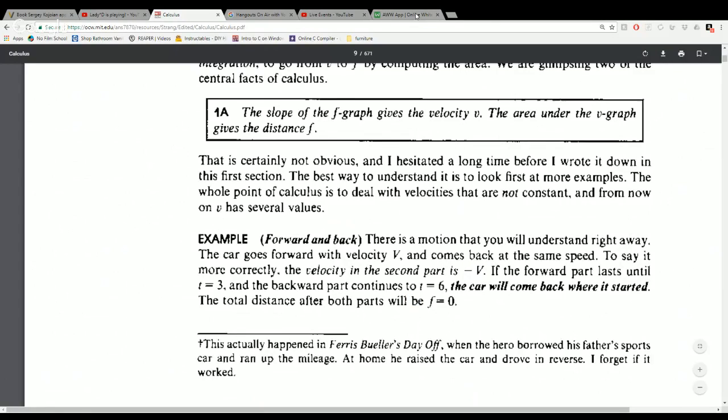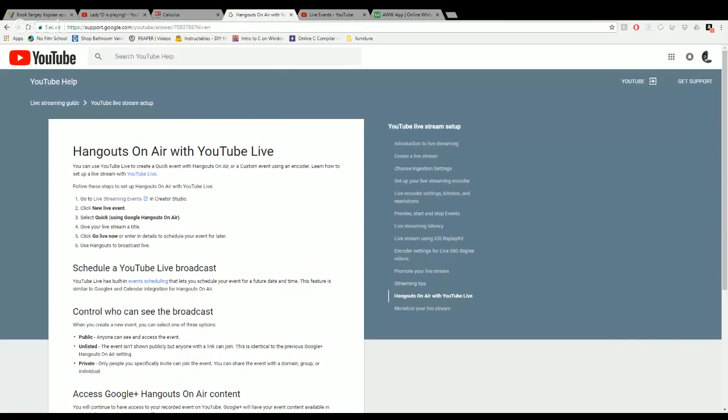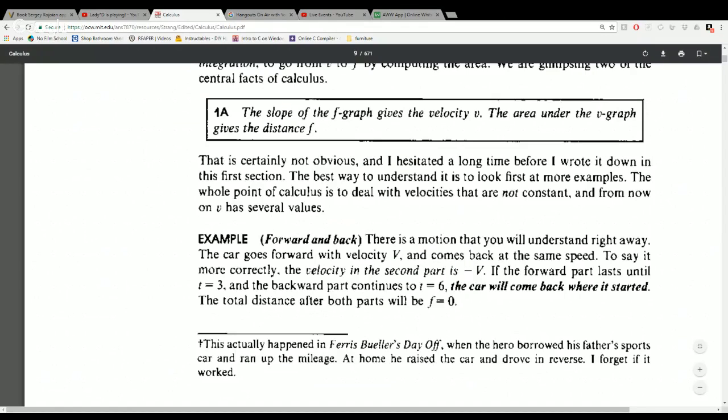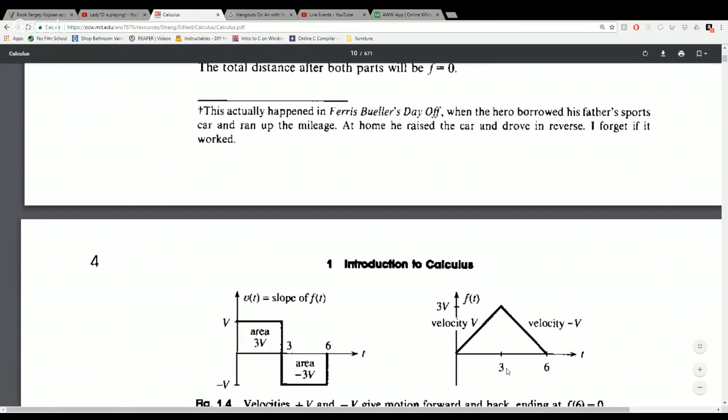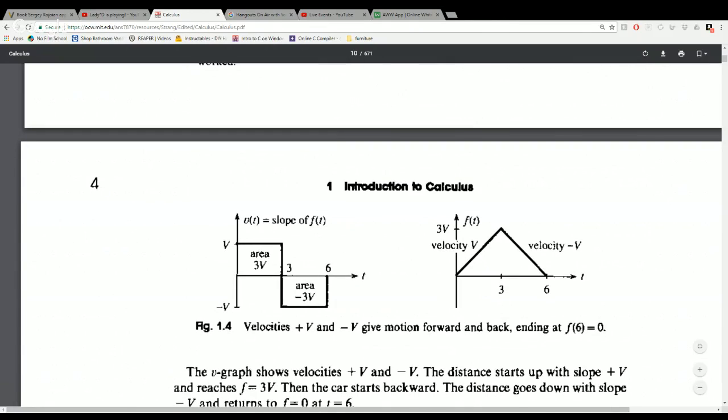So what is the total distance after both parts? The total distance after both parts will be f equals 0. So what does it mean, the total distance after both parts will be equal to f equals 0? This graph explains it the best. So looks like the left graph.